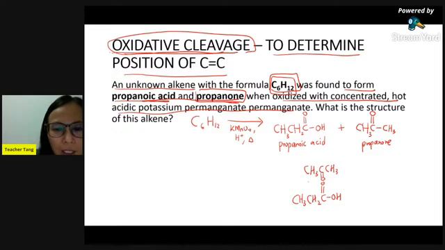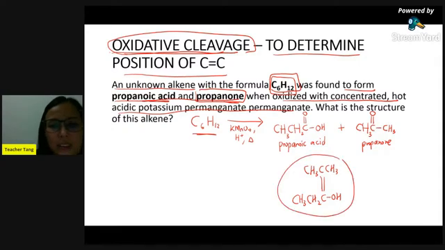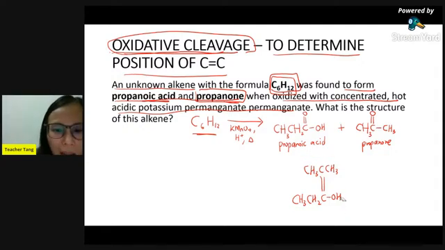So this is after oxidative cleavage, you get the propanone and the propanoic acid. Now we want to get back the alkene. So we remove the oxygen first, then connect back. So this is the alkene. But be careful, it is not yet the alkene. Remember, this one is propanoic acid, and a strong oxidizing agent will further oxidize the aldehyde to carboxylic acid.